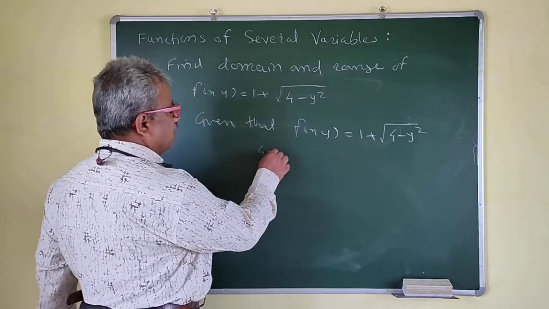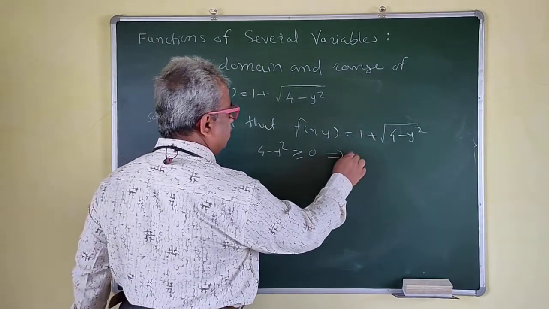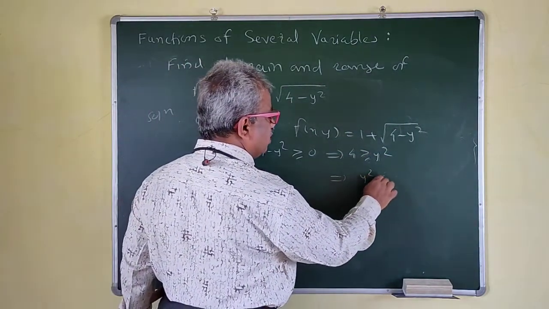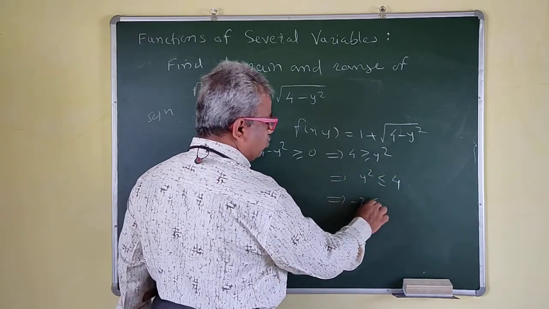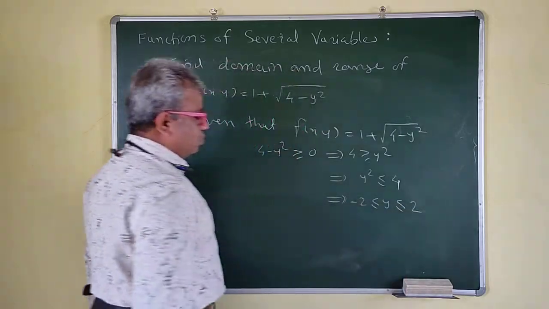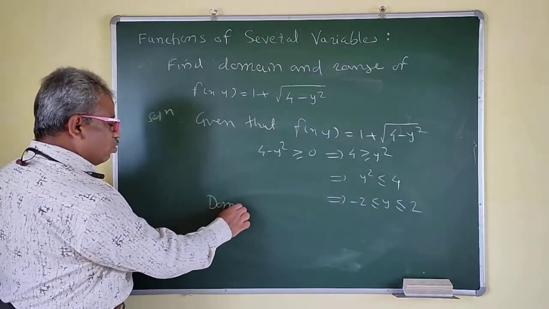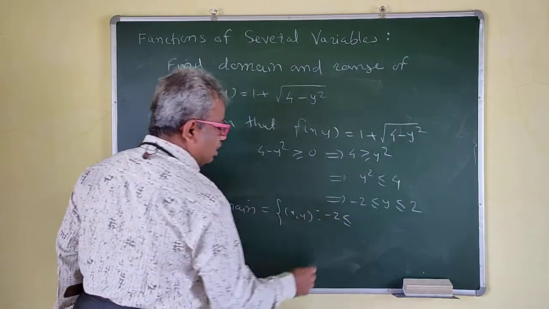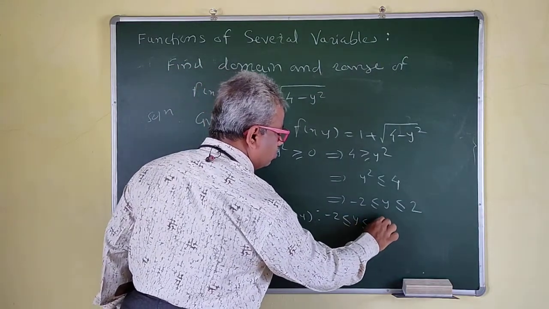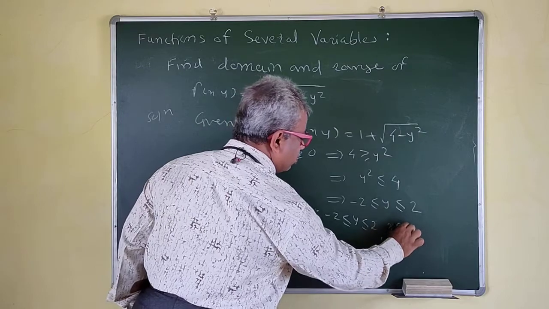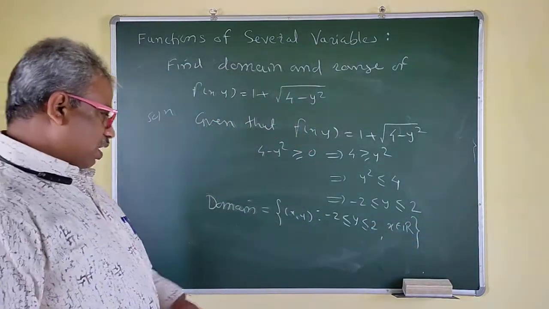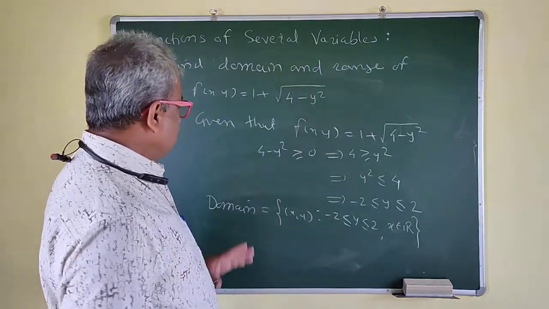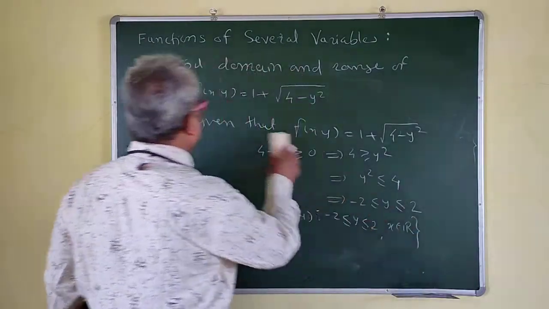So 4 minus y square is greater than or equal to 0, which implies that 4 is greater than or equal to y square. So y square is less than or equal to 4, which implies that -2 is less than or equal to y, which is less than or equal to 2. So your domain will be the set of (x, y) such that -2 is less than or equal to y less than or equal to 2, and x belongs to R. If you say here R2, then no need to write here R. So this will be the domain. Now we want the range.